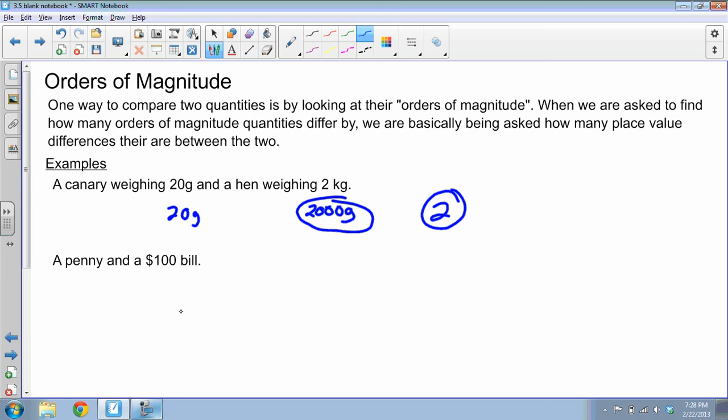So let's do the same thing on this one. A penny, so that's 1 cent, in case you didn't know, and a $100 bill, so that's 100. Well, how far apart are these? This is 2 to the right, and this one is at 100.